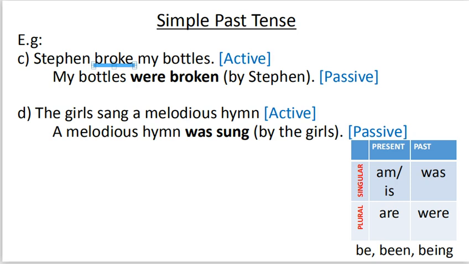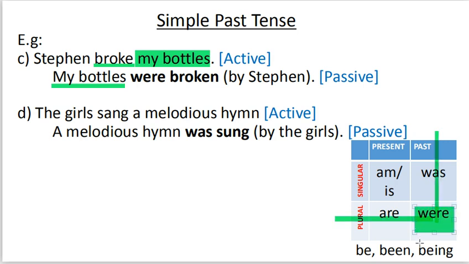Let's change this to passive voice. Now we begin with the object of the active voice. My bottles. This is a plural noun. We look at the verb in the active voice, broke, past tense. On this table, we check plural past. What is the verb be that we have there? Were. So we add were. My bottles were. Now the verb broke in the active sentence, we look for the past participle, and that is broken. My bottles were broken by Stephen.